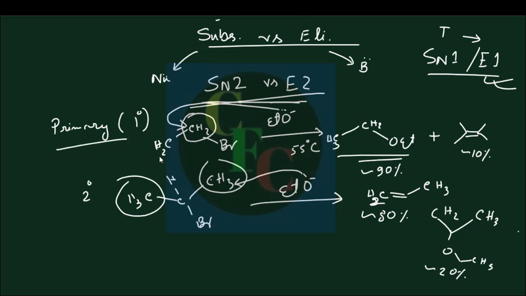In the first case, the primary alkyl halide case, this ethoxide can easily go and attack the carbon bearing the leaving group, right? Whereas here it faces some difficulty, and as a result it rather abstracts the proton than attacking the carbon atom. And as such you get elimination as the major product.